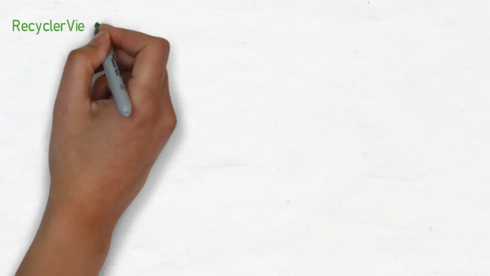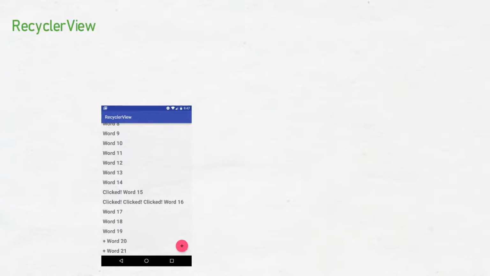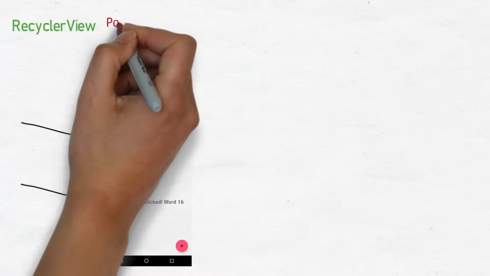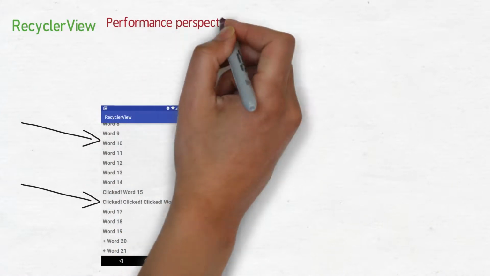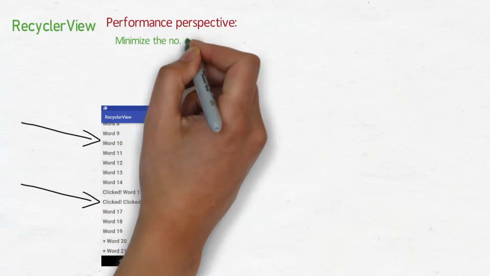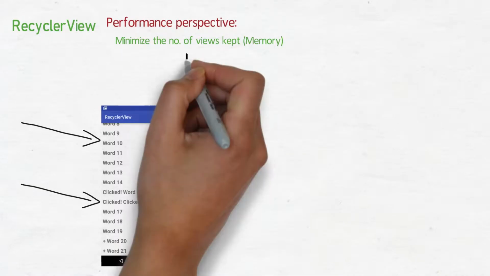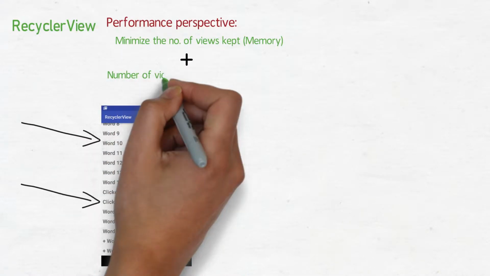When you display a large number of items in a scrollable list, most items are not visible. For example, in a long list of words or many news headlines, the user only sees a small number of list items at a time. Or you may have a dataset that changes as the user interacts with it. If you create a new view every time the data changes, that's also a lot of views, even for a small dataset. From a performance perspective, you want to minimize the number of views kept around at any given point, memory, and the number of views you have to create, time.